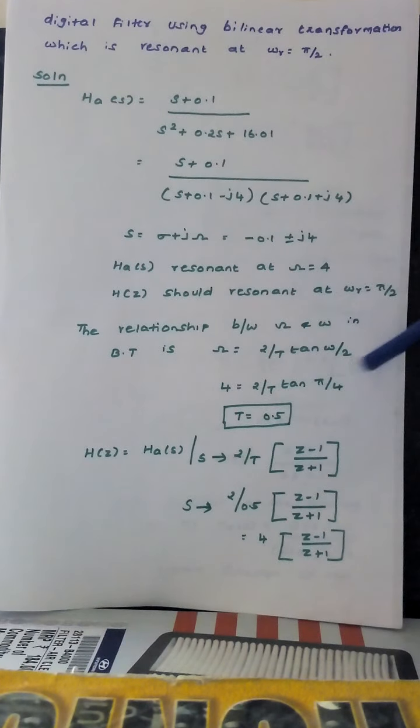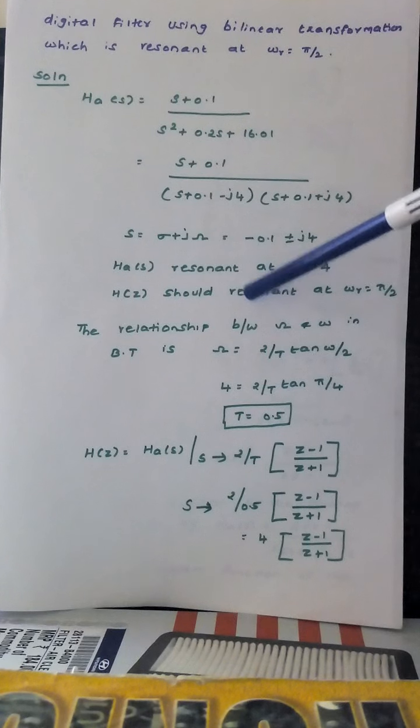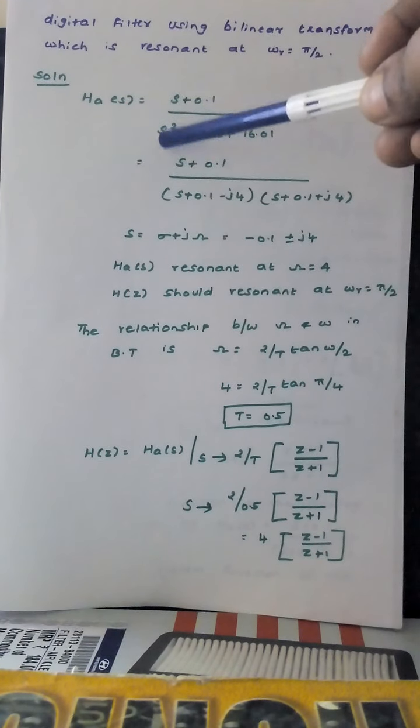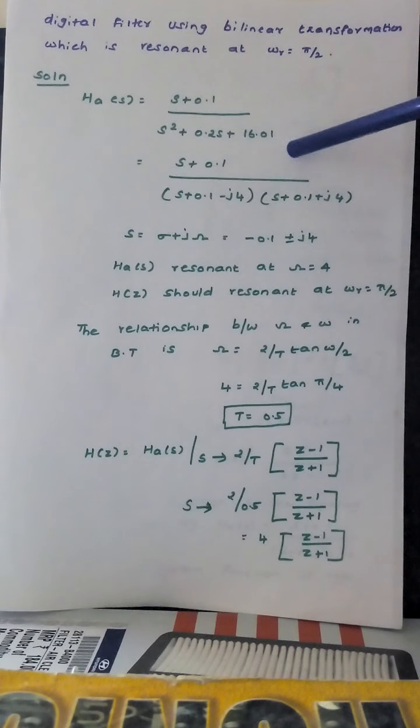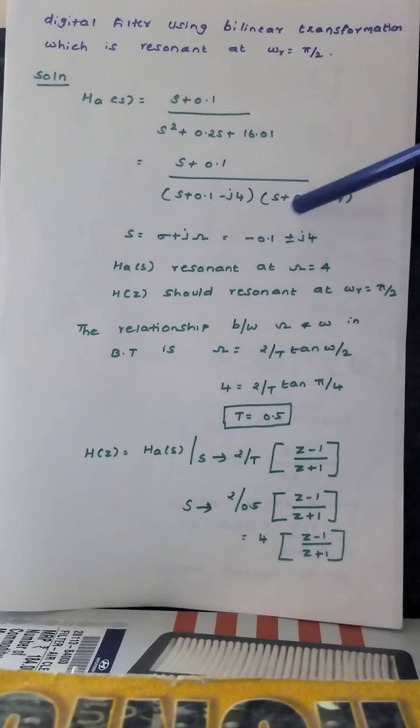So with the help of this we can find out what your time period T is. This omega r, the digital frequency, they have given in the question, and the analog frequency we have to find out. For that, in your system function, the denominator term we have to factorize. So we are getting the terms S plus 0.1 minus j4 and S plus 0.1 plus j4. In that we have to find out what your omega value is.